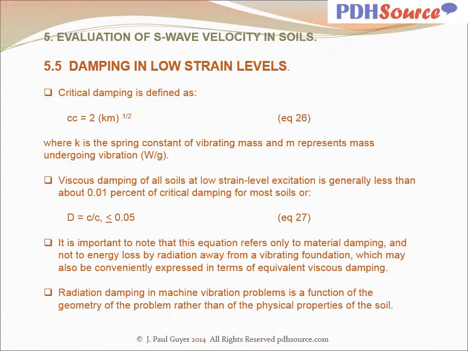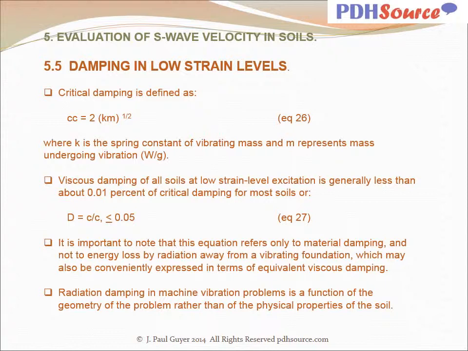Critical damping is defined by equation 26 on slide 41, where K is the spring constant of the vibrating mass and M represents the mass undergoing the vibration, weight divided by gravity. Viscous damping of all soils at low strain level excitation is generally less than about 0.01% of critical damping for most soils, or D equal to or less than 0.05 as indicated by equation 27.